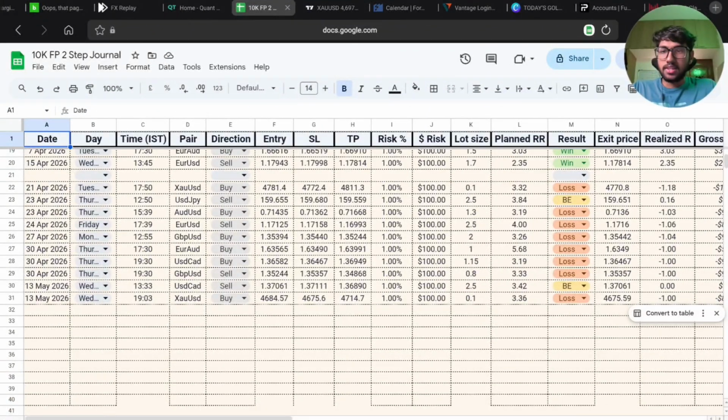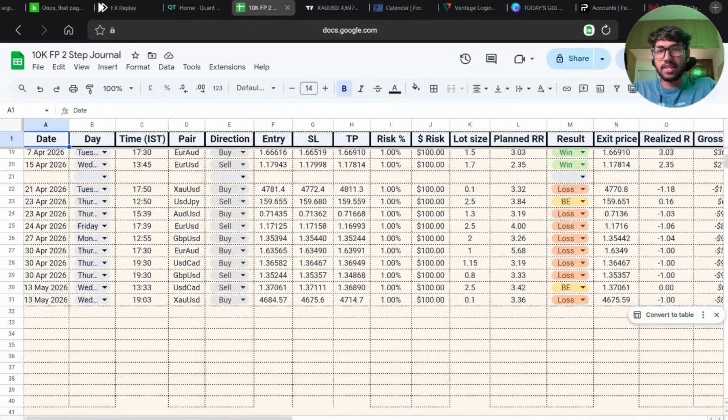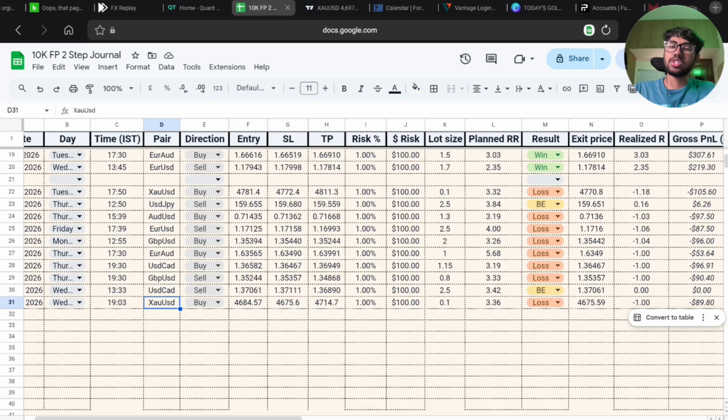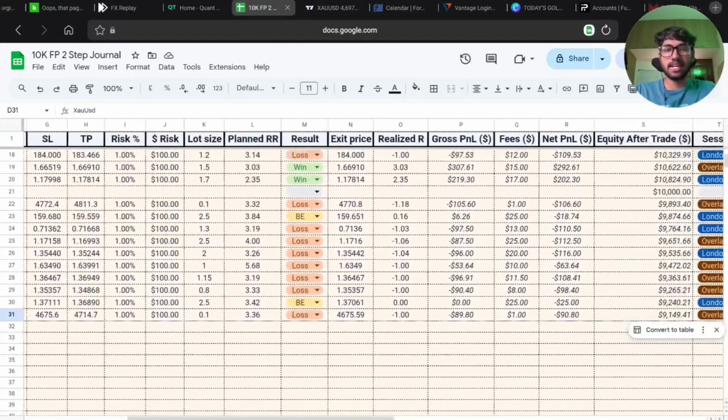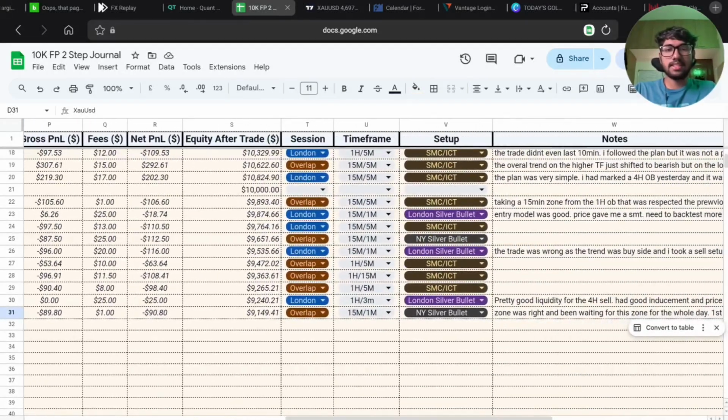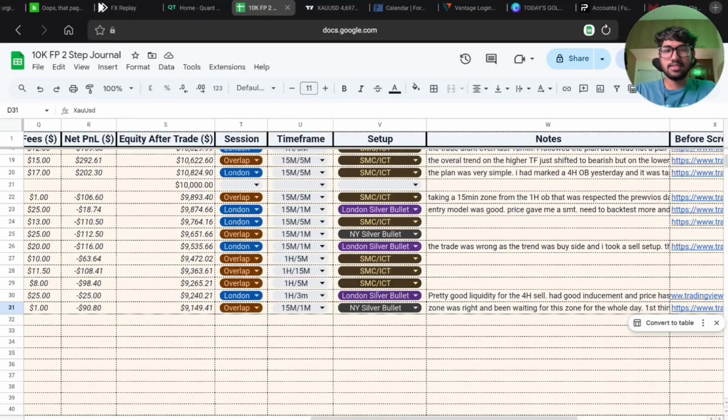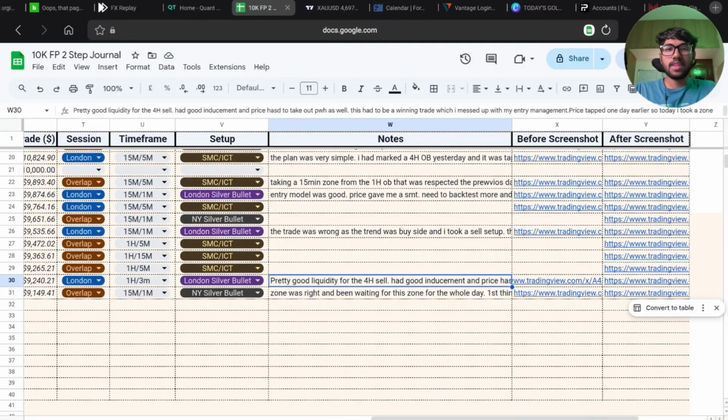So this is my trading journal, and you can see I've taken two trades today, one in USDCAD and the other in gold. All right, so we'll focus on the USDCAD sell trade first. You can see all my stats, and you can see that I've executed it during your London session. It is a London silver bullet entry.